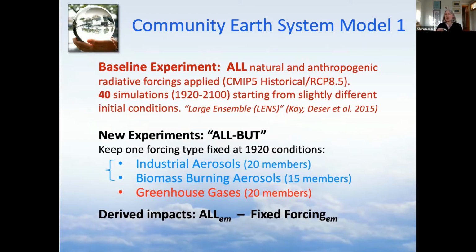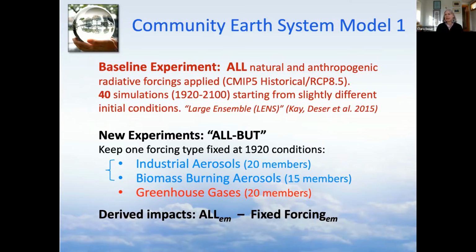So the new experiments, we call them all-but, not very good English. We keep one forcing type fixed at 1920 conditions, and then run the simulations out with all of the other forcings that were used in the baseline experiment. So we had enough computing resources to do this set of runs where we kept the industrial sector or energy sector aerosols fixed at 1920 levels, and we ran a 20-member ensemble. It's the same model version, so it's apples to apples here. Then we did a 15-member ensemble where we withheld any change in the biomass burning aerosols. And then we ran a third set where we kept the greenhouse gases fixed and ran a 20-member ensemble.